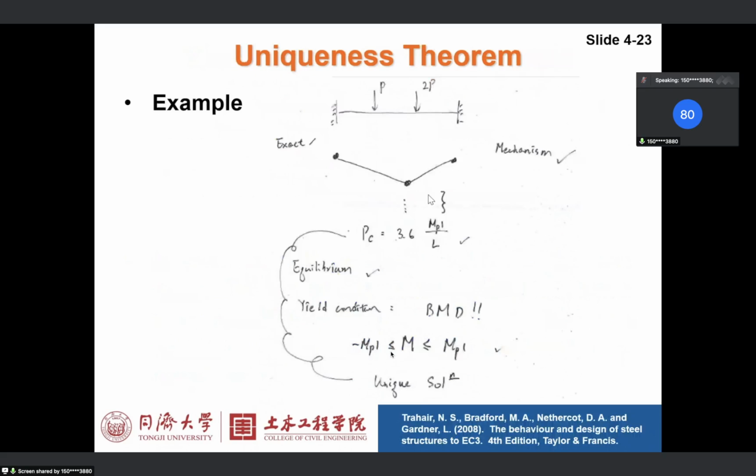Regarding the previous questions, some people asked, what happens if the two P are exactly the same? Because of symmetry, I think the best thing you could do is try two plastic hinges, one here and one here, and then you have four plastic hinges, and then you have a bending moment diagram like this, right?